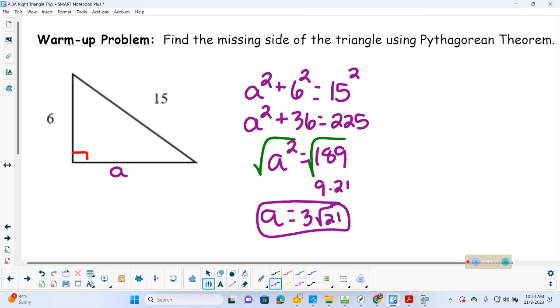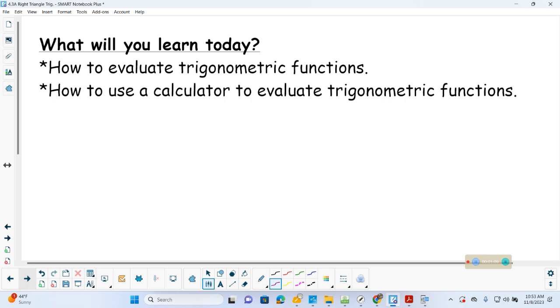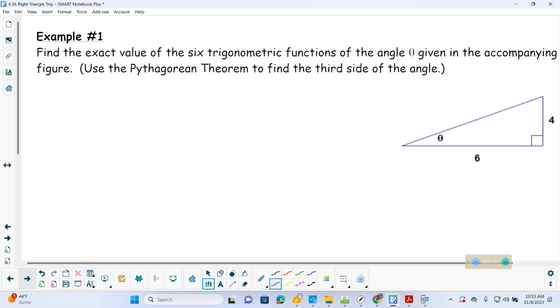This is the only new piece of the puzzle that I am adding to all of your triangle stuff today. You are going to have to find some missing sides with the Pythagorean theorem. We're still going to use SOHCAHTOA, of course, and write out all the trig functions. And there's a couple little calculator problems for you at the end.